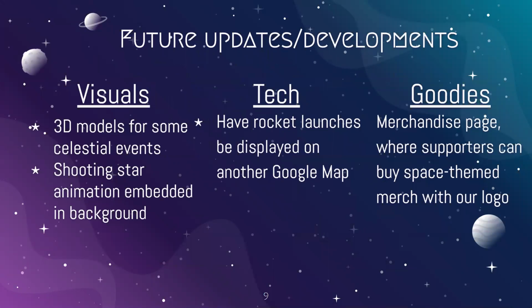And then some future updates we see happening are adding 3D models for celestial events. There's a blue moon coming up in October of 2020, so we'll probably have some visuals there. Shooting star animation embedded in the background, just to make the site look prettier. On the tech side of things, having rocket launches be displayed on Google Maps, so users can see them in regards to their location.